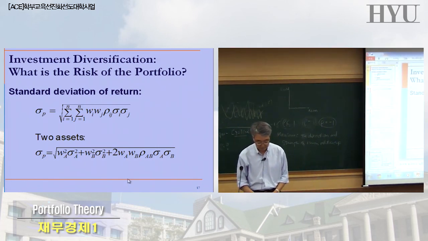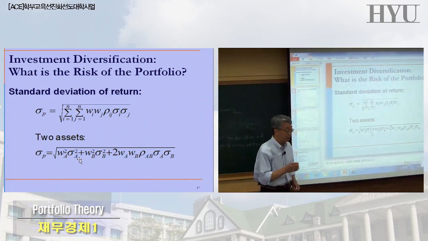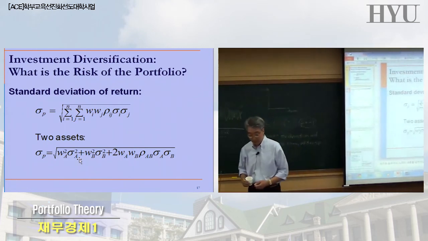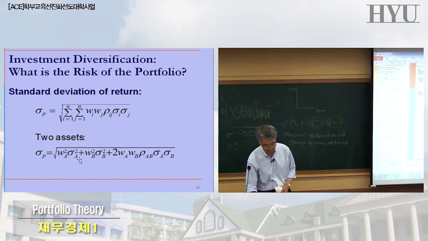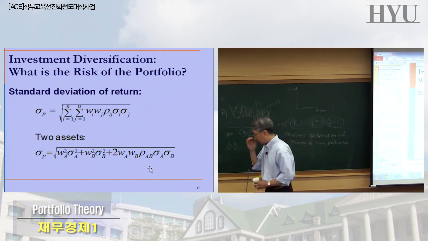Actually, what's sigma squared? What do we call that? What's the square of standard deviation? Variance. So sigma A squared is the variance of A, and this is the variance of B. And what we have here is rho AB times sigma A times sigma B. This is actually, in statistics, covariance. What is the covariance?